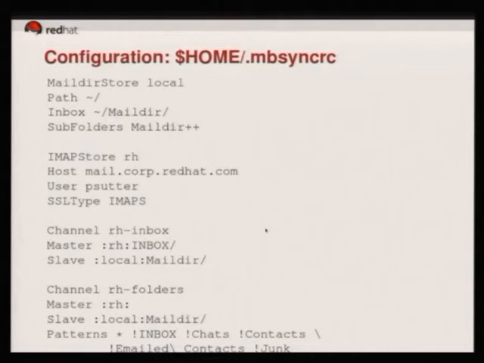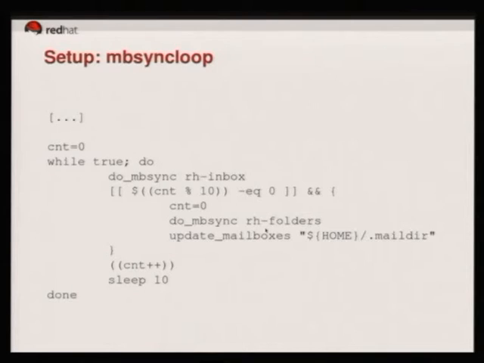And some patterns because it's Zimbra. I have a shell script which runs mbsync in loops, and that's why I have two channels. The inbox is synced every 10 seconds, and the subfolders only every 100 seconds. Makes totally sense. I have quick email, and it doesn't always pull through everything.